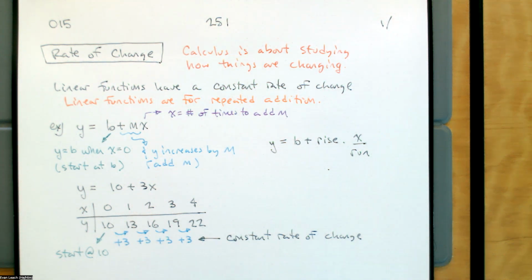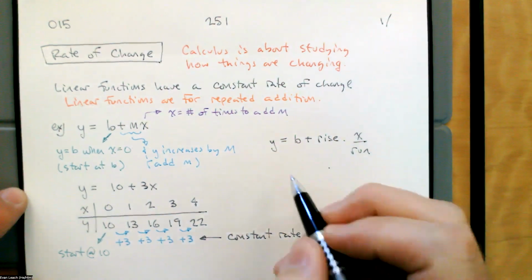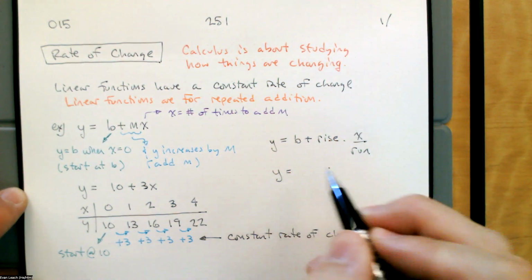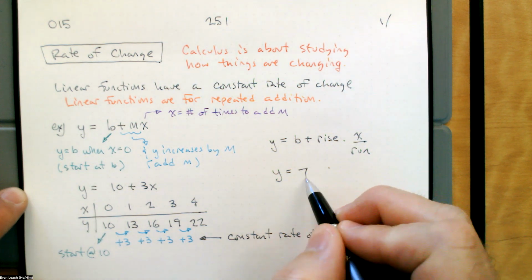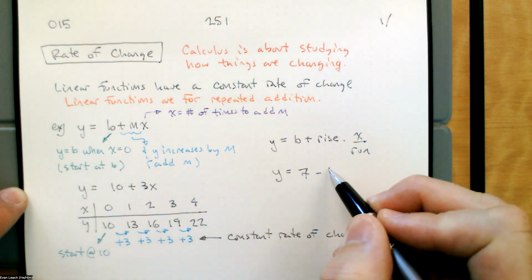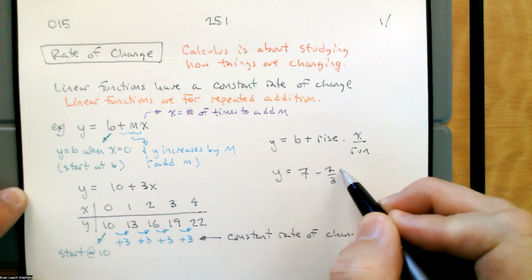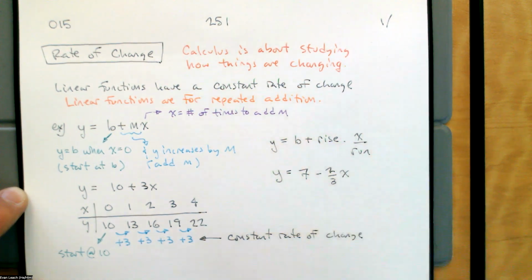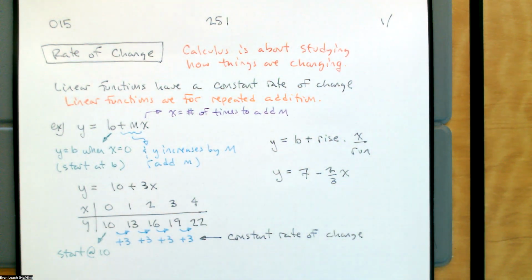This is, of course, not how we would write this. We would not want to write y equals, I'm going to do a different one, 7 minus 2/3 x. That's not, we would write it this way. We would write the 2/3 as the slope. That's going to be the coefficient. Y starts off at 7 and decreases by 2/3 every 1 unit. That's how we would read that.